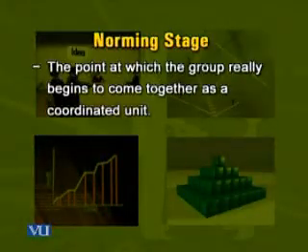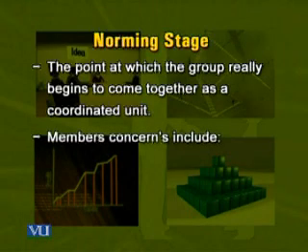The point at which the group really begins to come together as a coordinated unit. Ab aasta aasta wo accept kar lete hain ek dusre ka role, ek dusre ki strength ko, ek dusre ki authority ko, and they will try to make some structure within the organization. They will come up with a consensus kind of thing. Okay, agreed. We have to take this path. Some people may take up the role of leaders, and basically they will act as a leader.